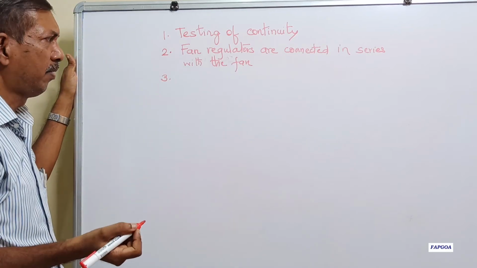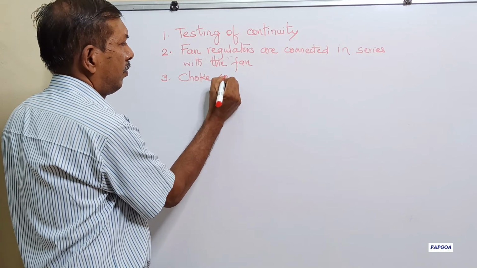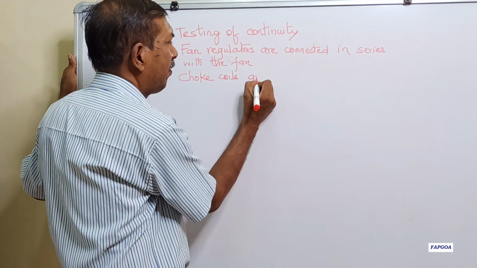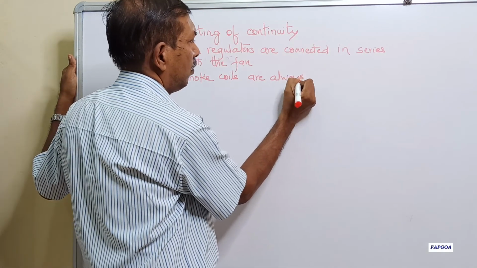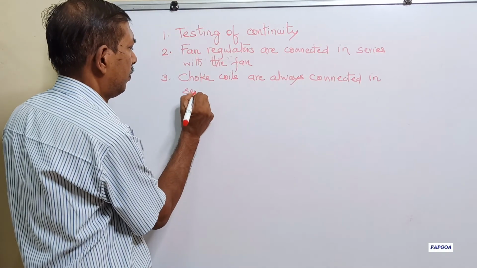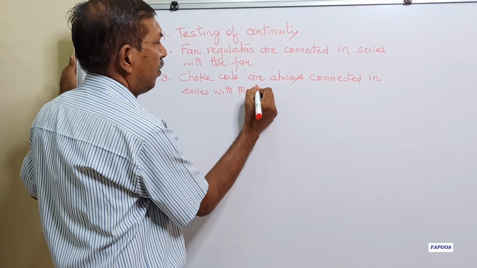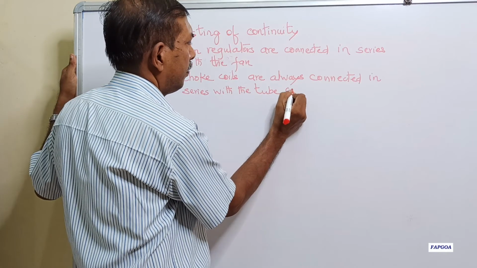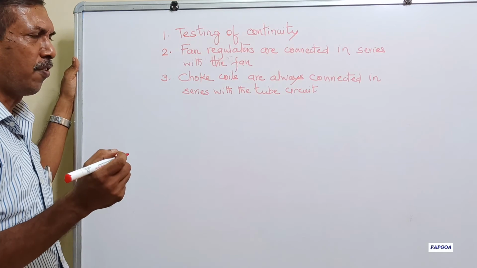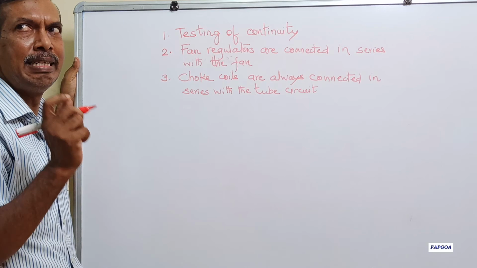Number 3, choke coils which are used in fluorescent tube circuits are always connected in series with the tubes or with the tube circuit. So in other words, wherever you want to drop the voltage, you have to think of series connection.